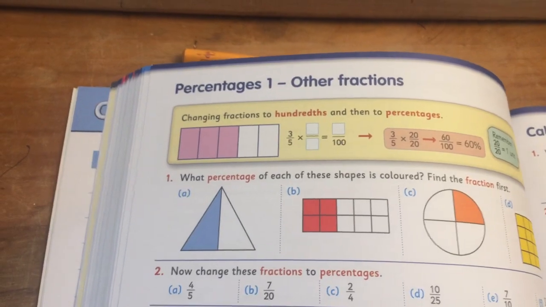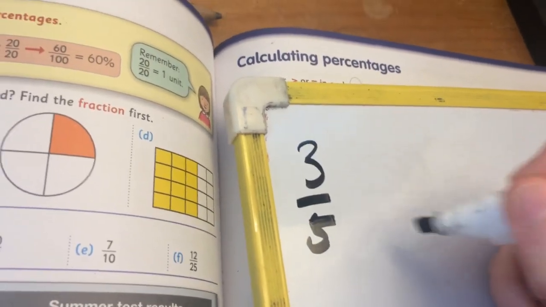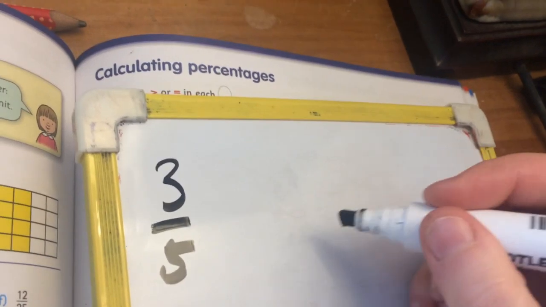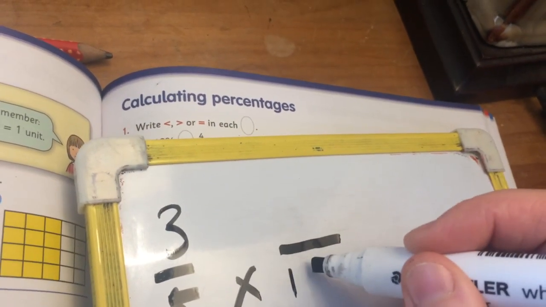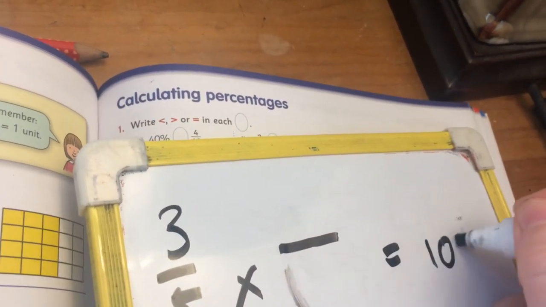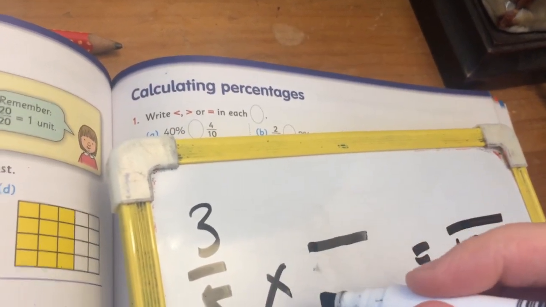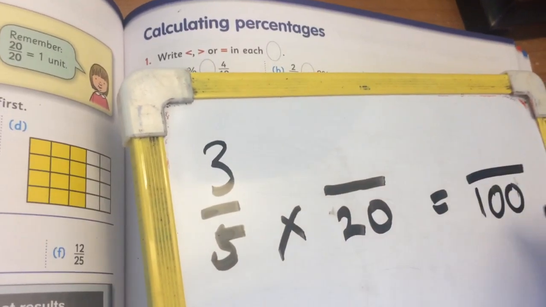So that fraction would be 3 out of 5, so 3/5. Here we are over in our whiteboard and we've got 3/5, and we need to turn it into hundredths in order to make it into a percentage. We know that we have to multiply it by something to make it into 100. So 5 multiplied by something equals 100. The answer is 5 multiplied by 20 equals 100.